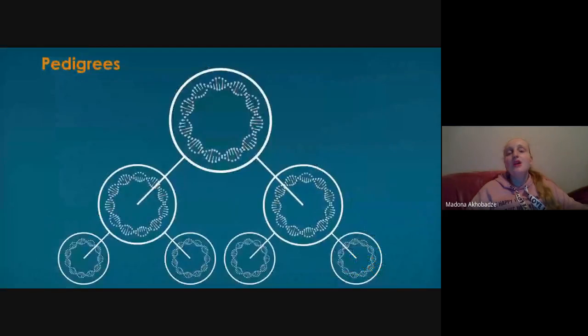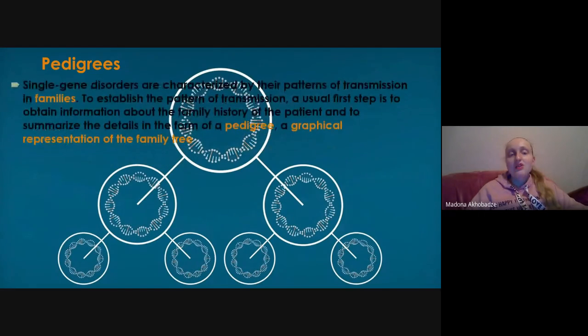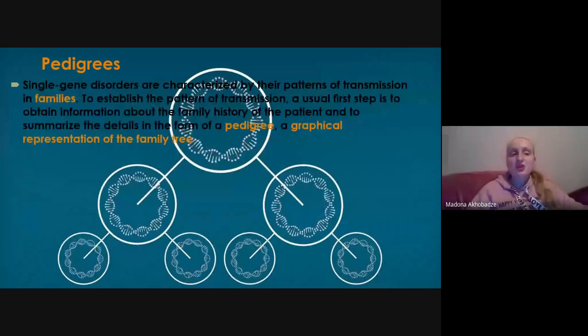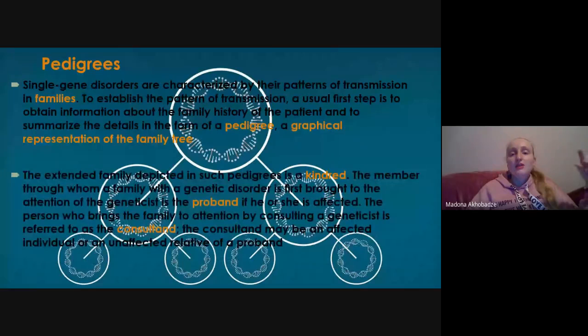Now let's talk about pedigrees. What is a pedigree? In other words, it's the map of the family, the family tree. Single gene disorders can be characterized by their patterns of transmission in families. So it's a graphical representation of the family tree, called the pedigree. When we talk about the family on the pedigree, we are referring to the kindred, not the kingdom, but the kindred, which is the family.